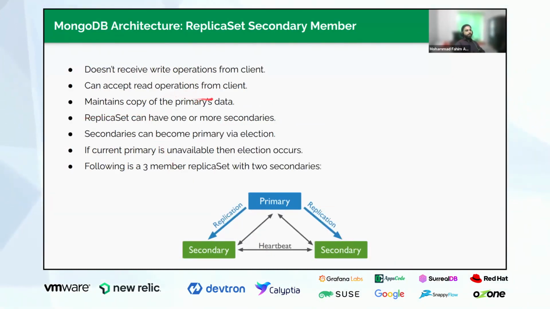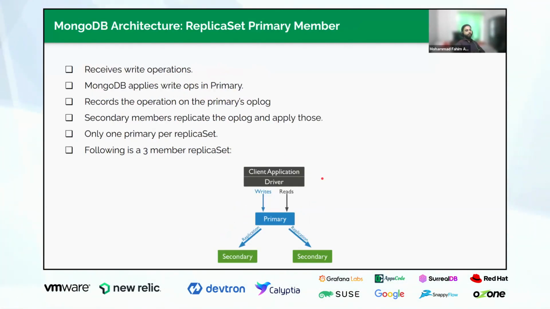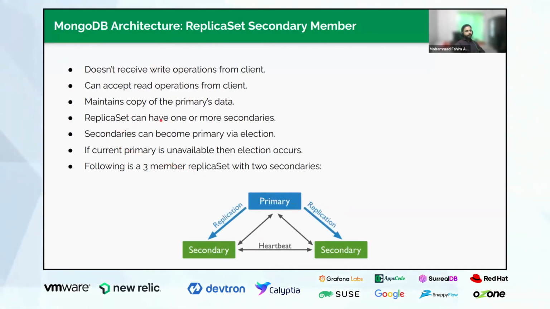It can accept read operations from the client. By default, in MongoDB, you only send write and read operations to the primary. But if the client wants, they can issue the command on a secondary and receive data from the secondary. They can do that too. But they can never write on a secondary. They maintain copies of the primary's data that we have talked about earlier.